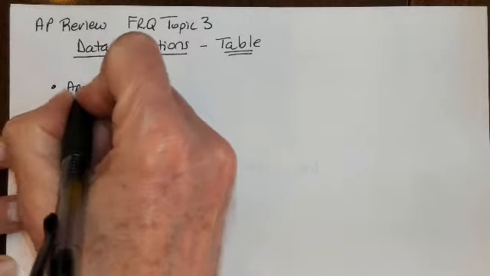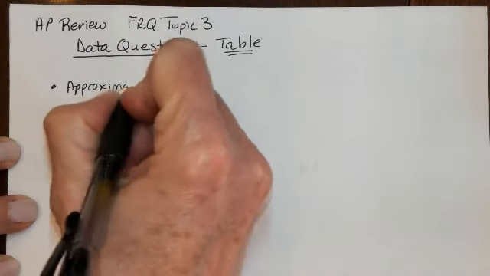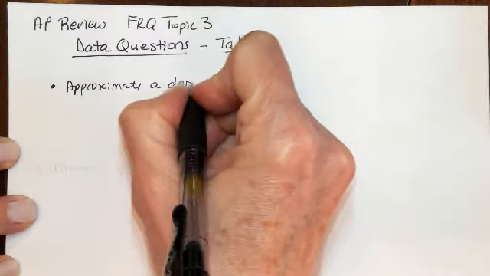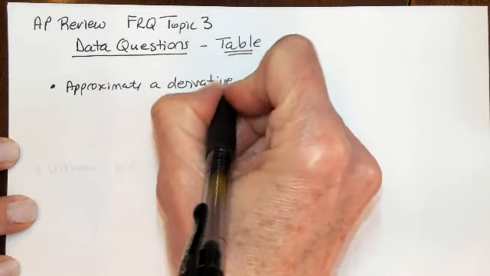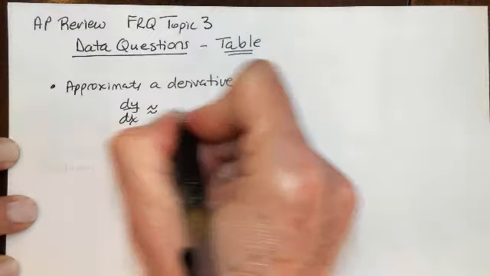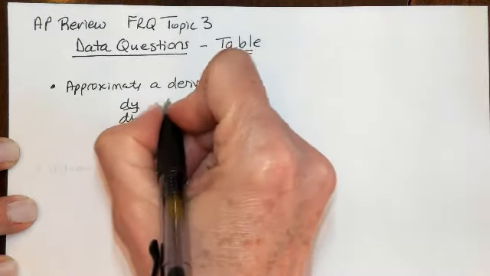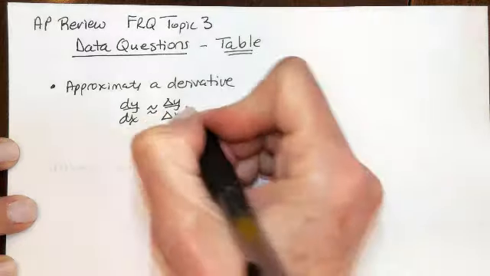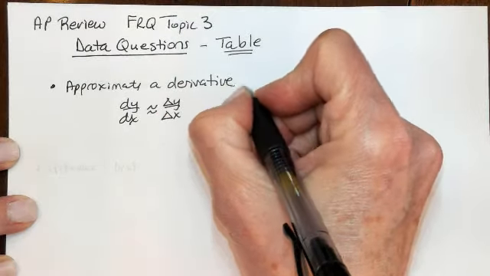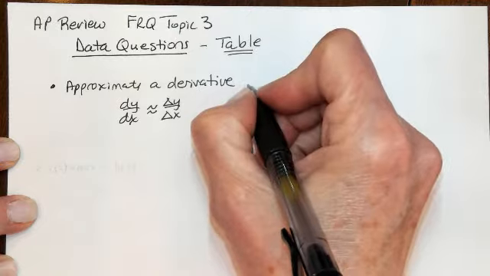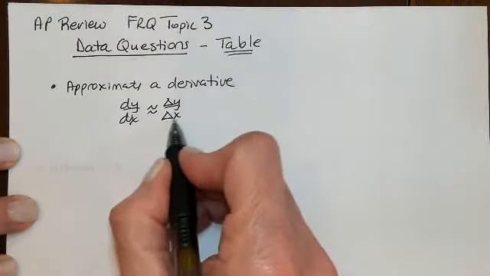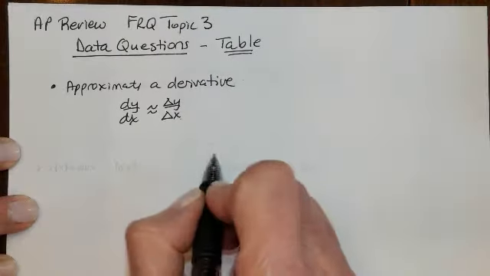They oftentimes will ask you to approximate a derivative of that function. And remember that the approximation for the derivative is just delta y over delta x. This will be at a certain value of x or t or whatever your independent variable is. And so you want to choose values for x that are immediately surrounding the value that they give you here.